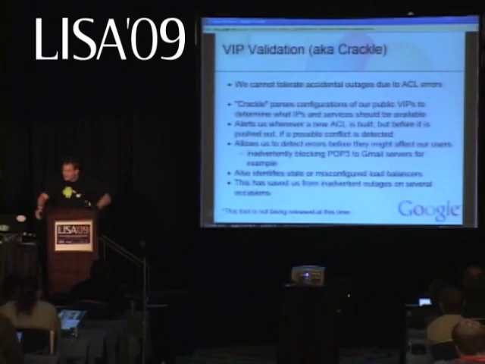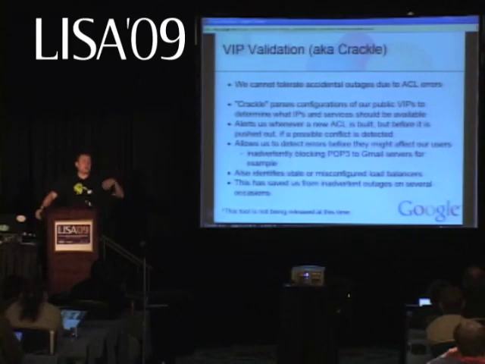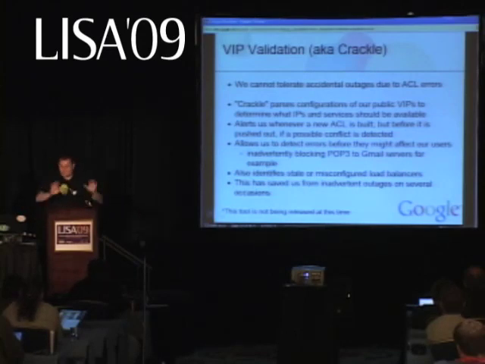Snackle, Crackle, and Popple. Anyway, VIP validation is very important at Google. As I mentioned in the second slide, we've got about 6,000 public IPs that provide services. Most of them provide multiple services. So accidentally blocking HTTP to, say, all the Gmail VIPs might be perceived as a bad thing by bloggers and the press. We've never done that, ever.